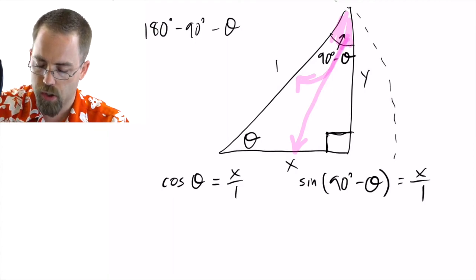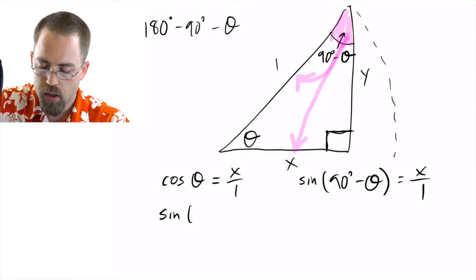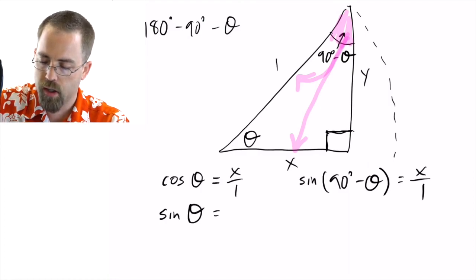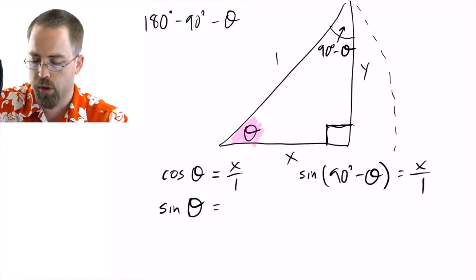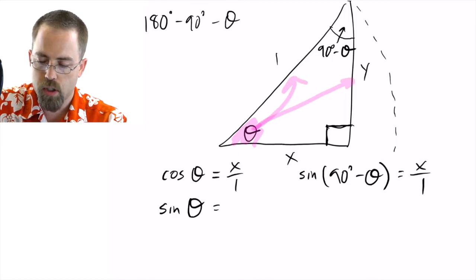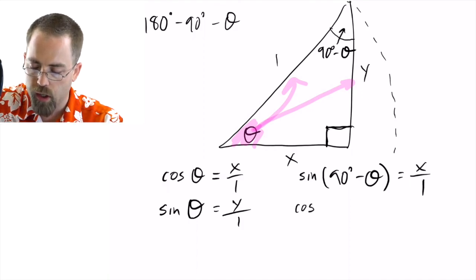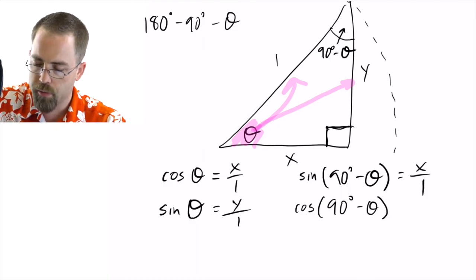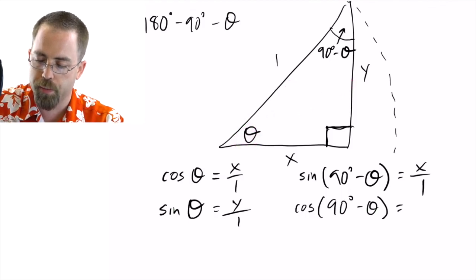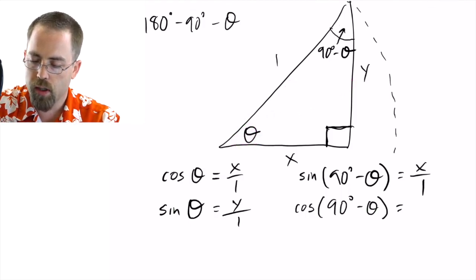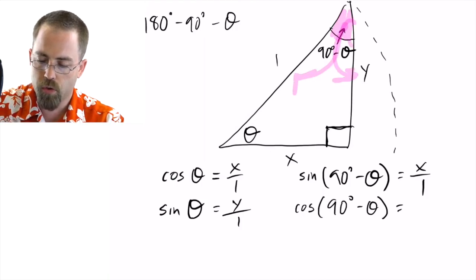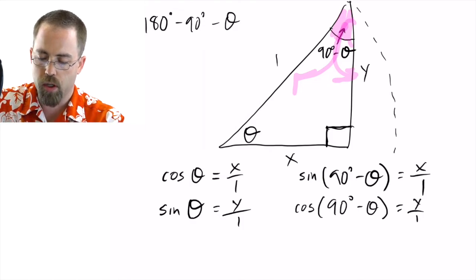Let's see if this pattern holds. Let's do the other one here. What is sine of theta? Well, if we're inside this angle over here now, at theta, and we're going to do sine, which is opposite over hypotenuse, then we're going to get y over 1. And then what is cosine of 90 minus theta? See how nice I am doing it in degrees? I'm just a generous soul. So now we're starting up here and we're doing cosine. Cosine is adjacent over hypotenuse, so that's going to be y over 1.